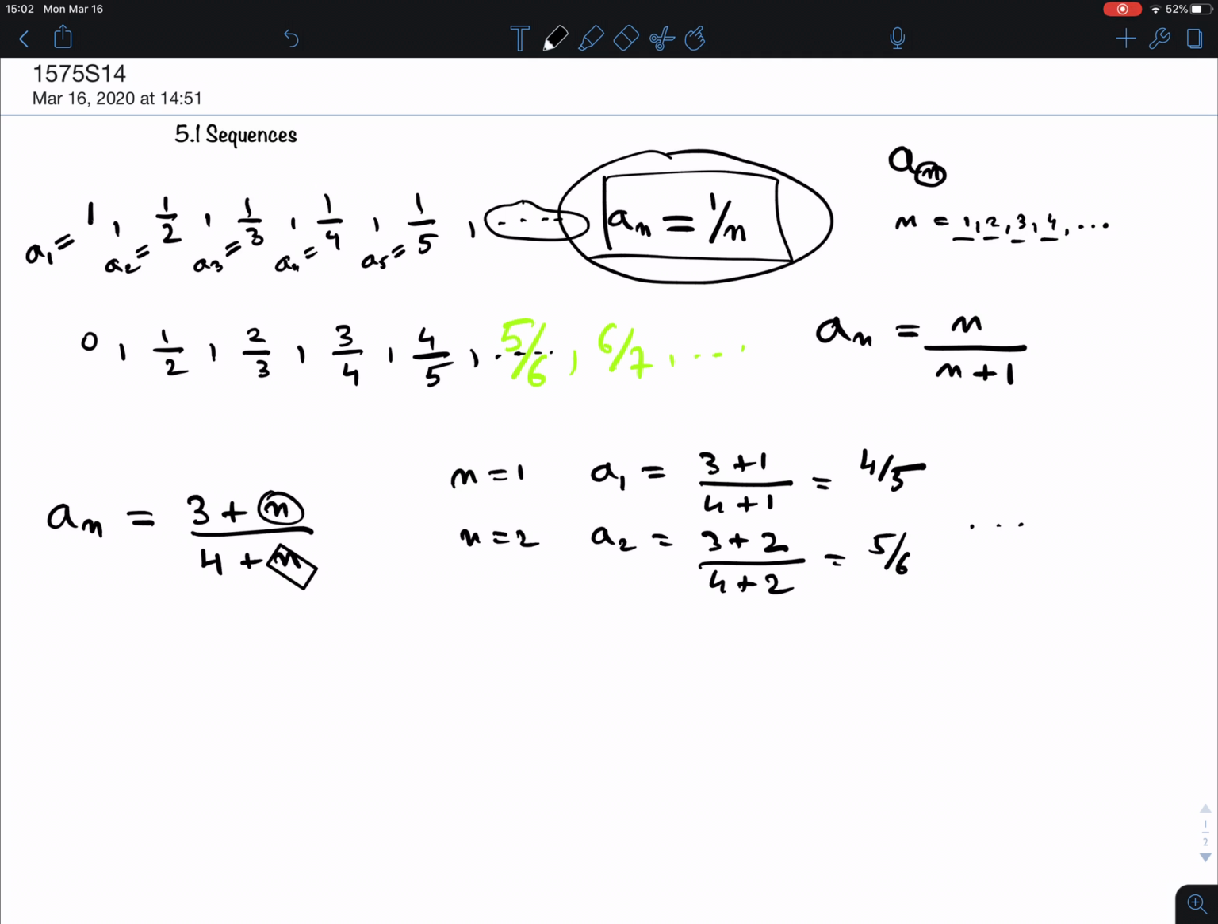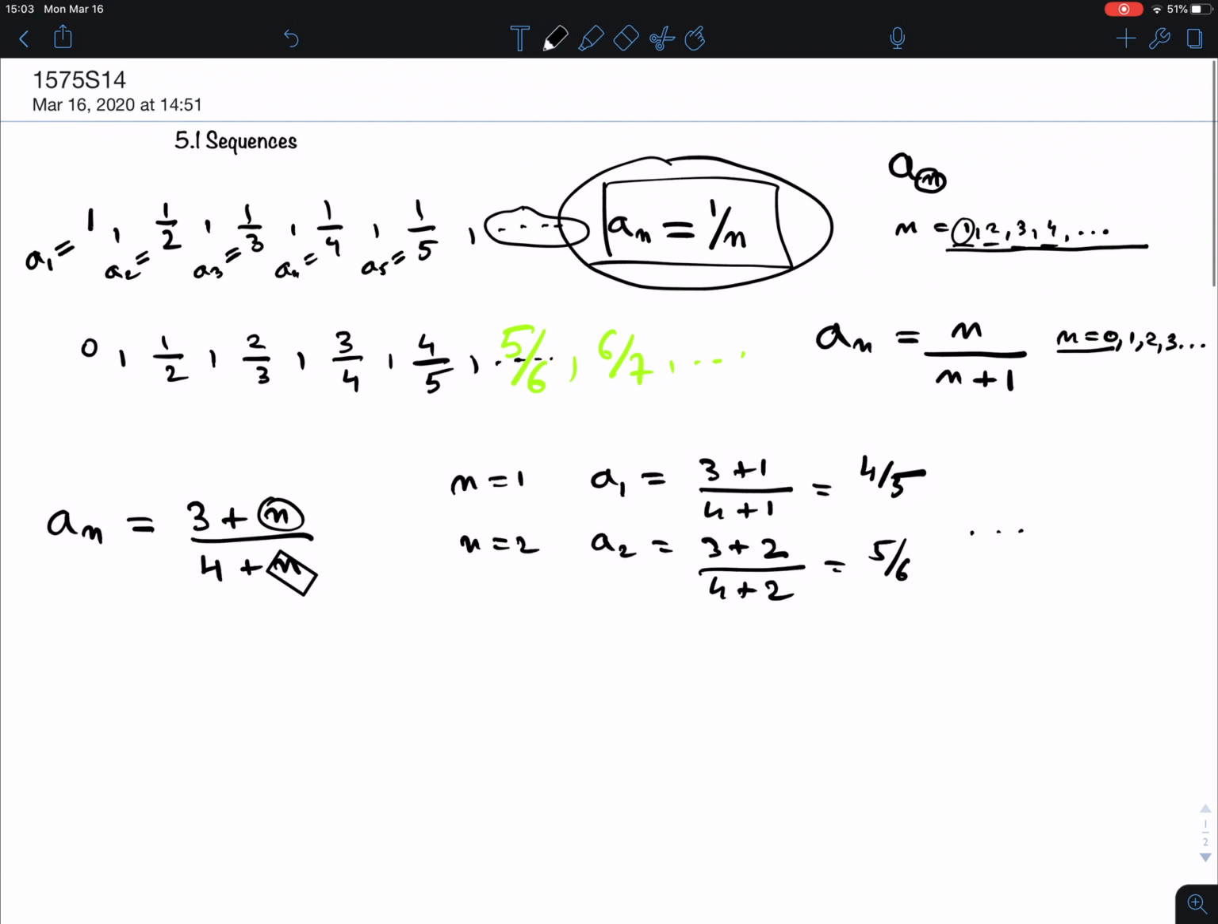But now we have to be a little bit careful. I said we let n be from 1, 2, 3, 4, but you can also take n to be 0, 1, 2, 3, and so on. You can start, in other words, at 0 instead of starting at 1. Sometimes it's easier to do with 0, and sometimes it's easier to start with 1. In the first case, it was very easy to start with 1, because then we had this very nice formula, a_n is 1 over n.